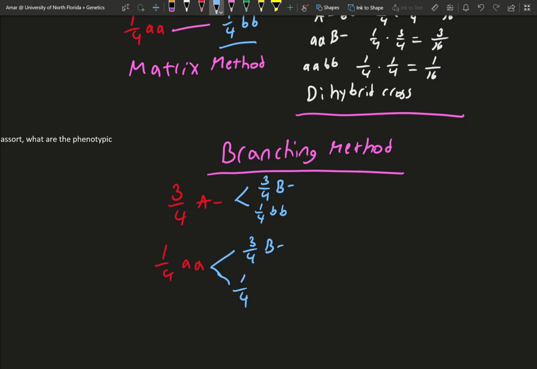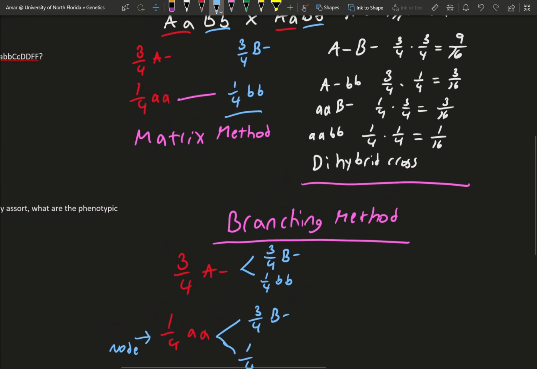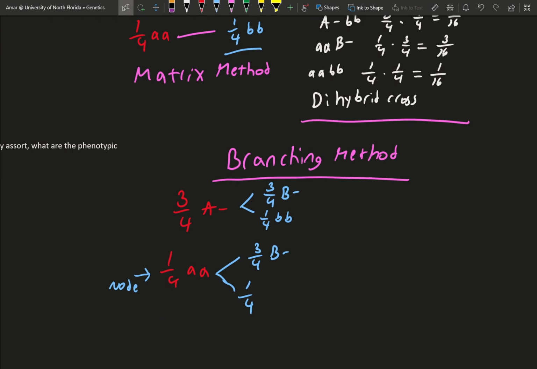And this is referred to as a node, the initial product that we had for gene A. So with this method, you can just follow the lines and multiply across to get big A whatever, big B whatever. You would have a 9/16 probability. To get big A whatever, little b, 3/16. And then so on and so forth. Little a, big B whatever, you would have a 3/16. And then little a, little b, you have a 1/16 probability.